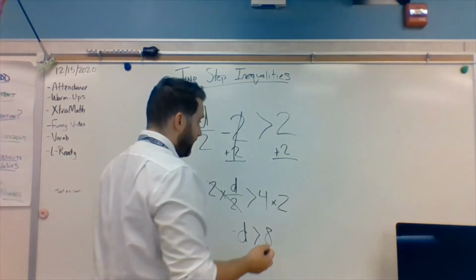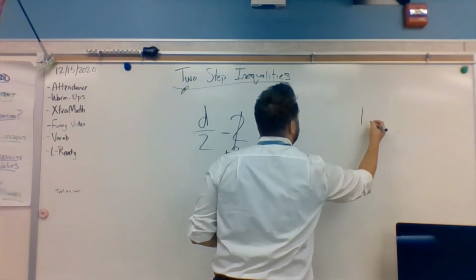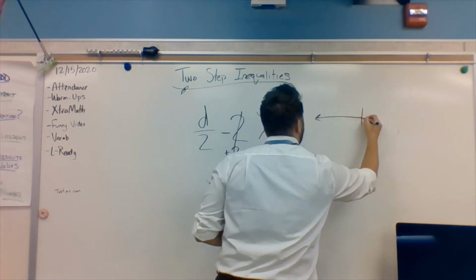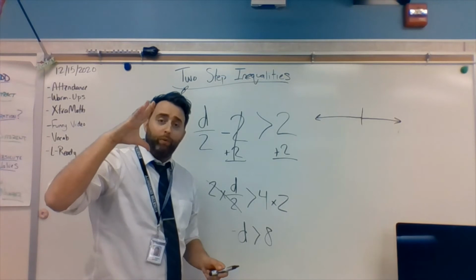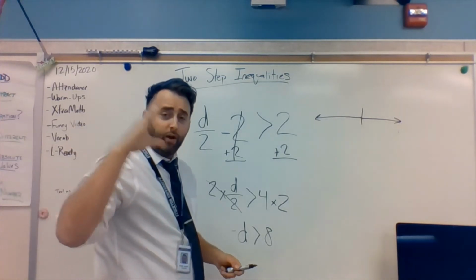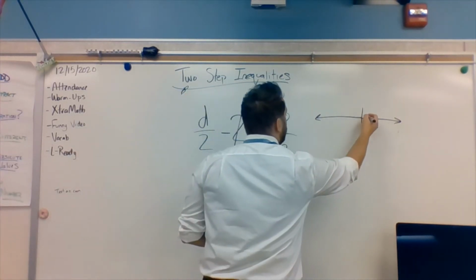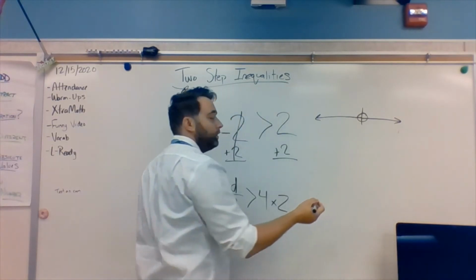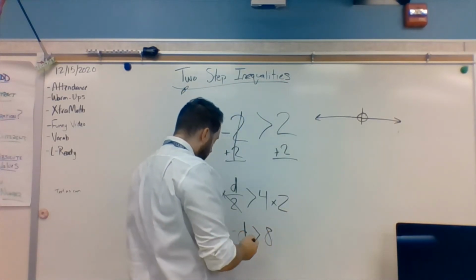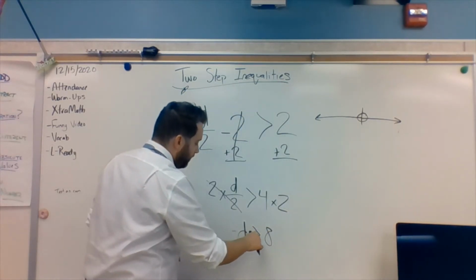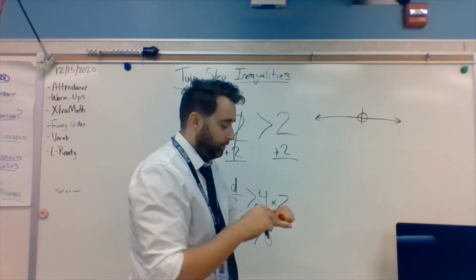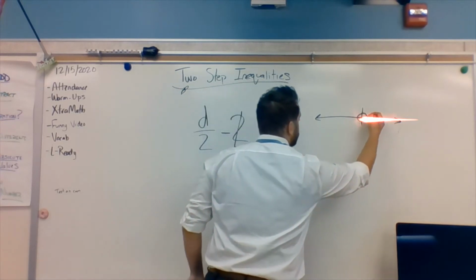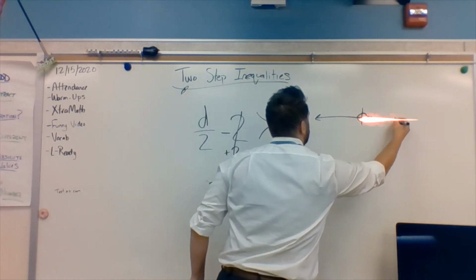Let's graph it. I just want a line, two arrows coming off the sides. Do I have a nice big open alligator mouth? Yes. Nice big open circle. Now the arrow, once again, tells me what direction to shade from the dot. So once again I'm shading to the right.